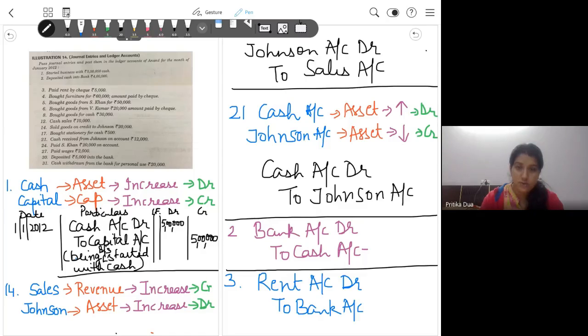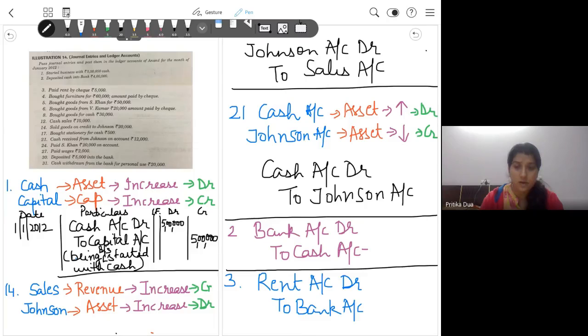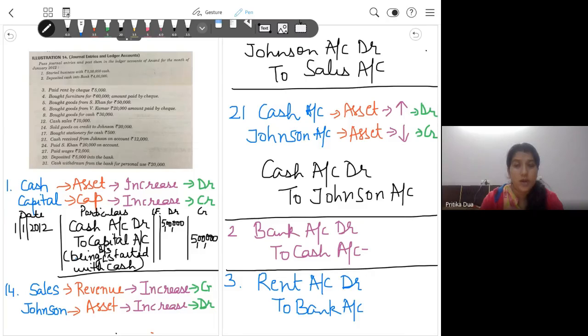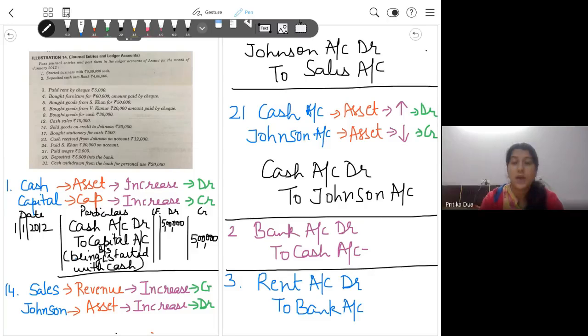Okay, yes Suraj, you have a doubt in this? Yeah, ma'am. According to traditional, we know that what goes out is debited, no? No. What if you are talking about the bank account? Yeah, ma'am. In a real account, what goes out is credited. Yeah, and what comes in is debited. Sorry.